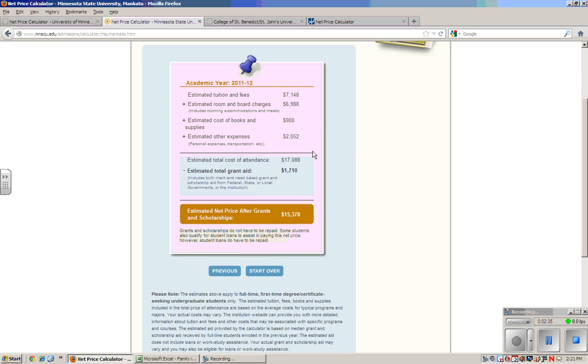Now notice this financial aid estimate here, after grants and scholarships, does not include subsidized loans. On some of the other examples we see, you will find that there are subsidized loans included.